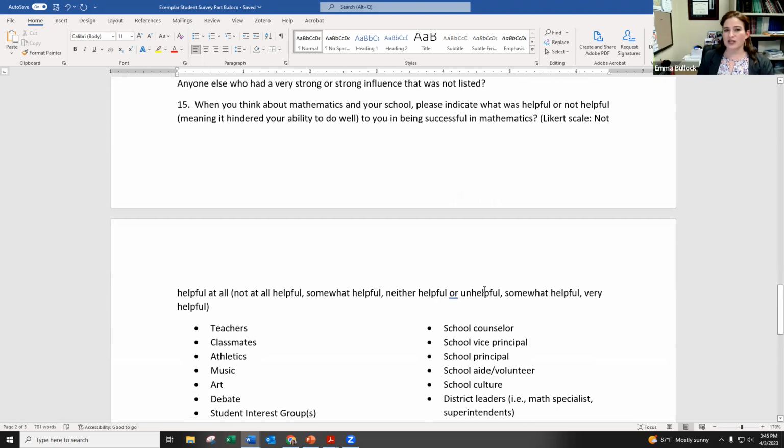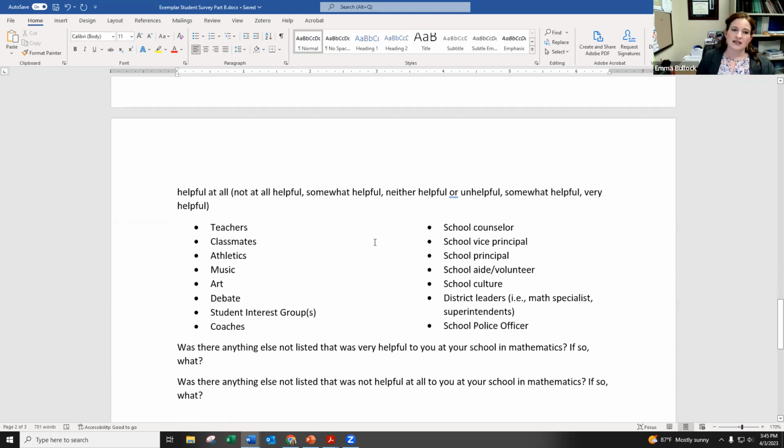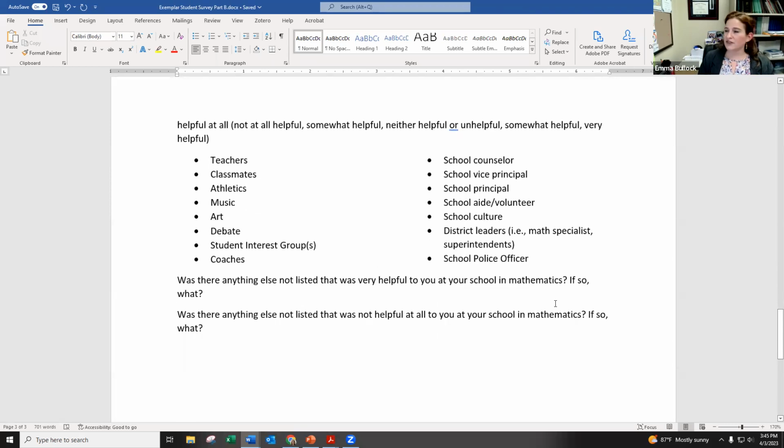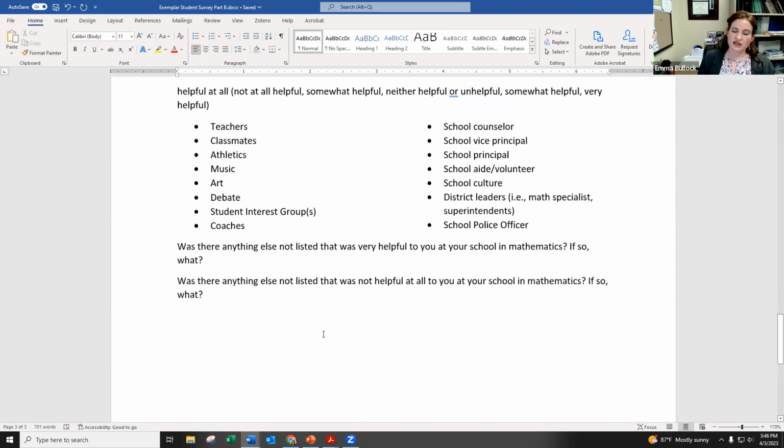When you think about mathematics in your school, please indicate what was helpful or not helpful, meaning it hindered your ability to be successful in mathematics. Teachers, classmates, athletics, music, art, debate, student interest groups, coaches. Lots of different people that are not typically included in studies designed to look at these hugely complex systems. Was there anything else not listed that was very helpful? Was there anything else not listed that was not helpful?